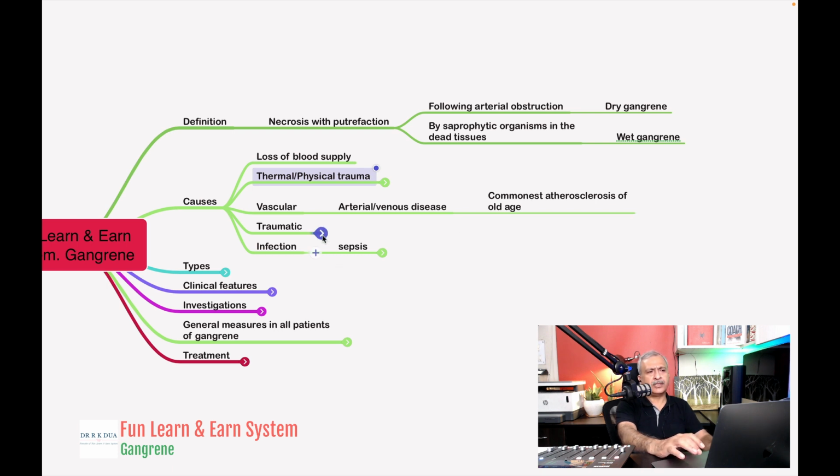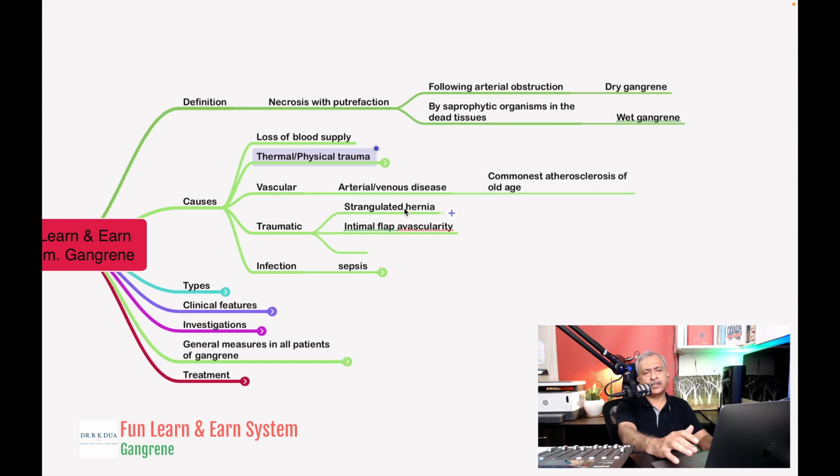The next cause is traumatic. Whatever the cause of trauma, ultimately that trauma will lead to compromise of the blood supply to the tissue. Then strangulated hernia: when there is a hernial neck, it causes constriction over the gut loops or the omentum. That will compromise the blood supply to the gut loop or omentum stuck in the ring of the hernia, which ultimately undergoes necrosis because of ischemia.